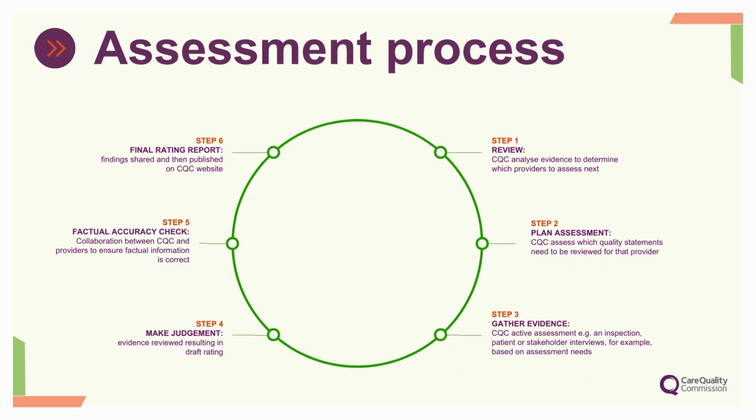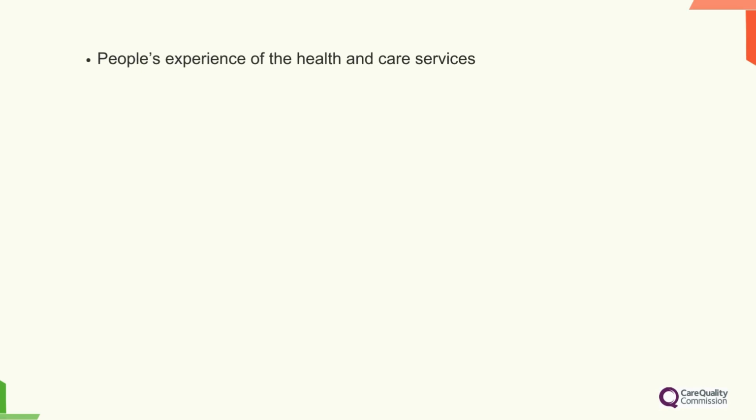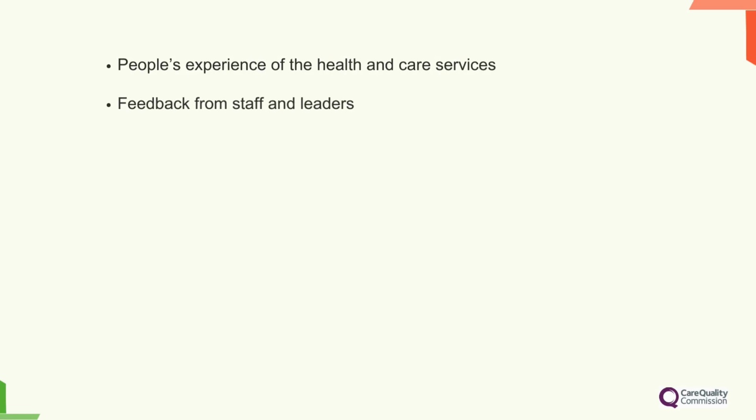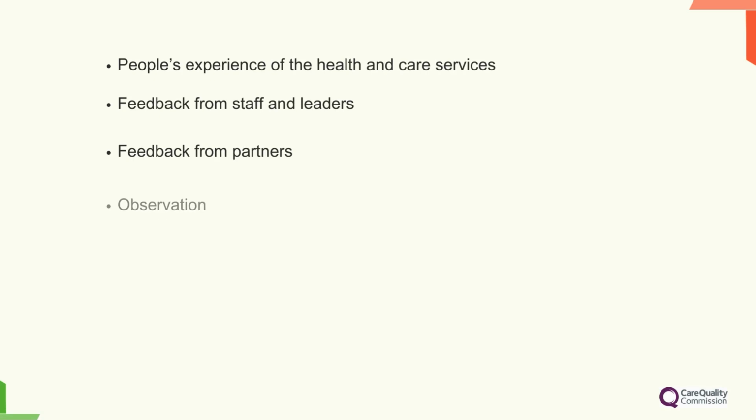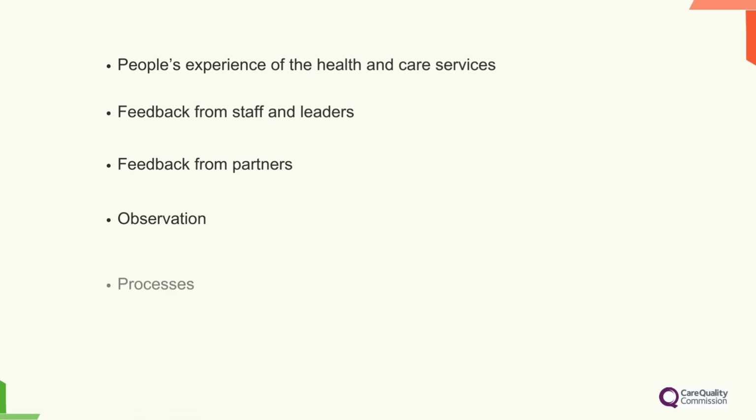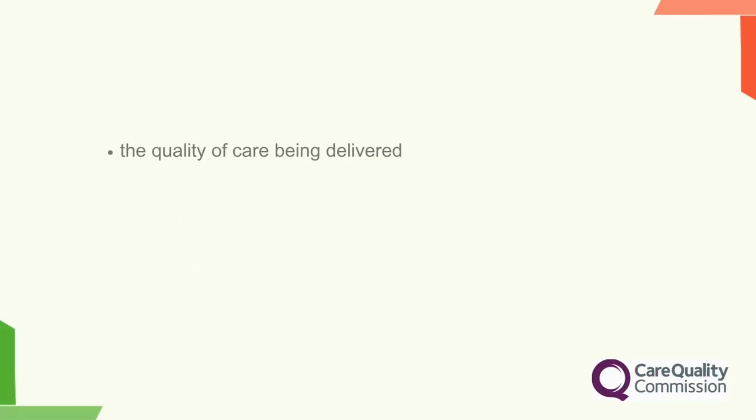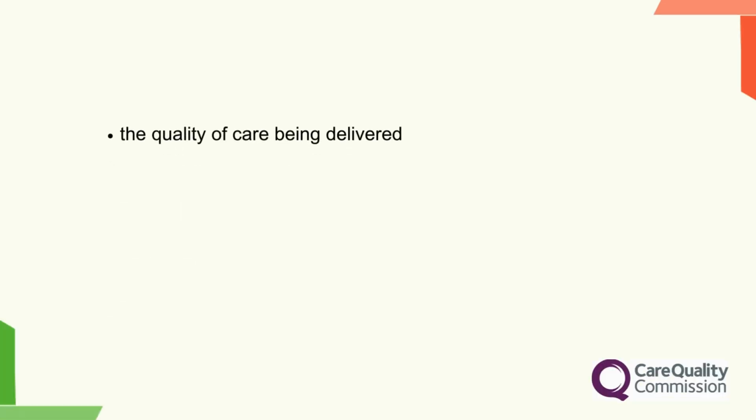Evidence is gathered on and off site, and there are 6 types of evidence categories that are considered. They are people's experience of health and care services, feedback from staff and leaders, feedback from partners, observation, processes, and outcomes. Each category sets out the types of evidence we use to understand the quality of care being delivered and the performance against each quality statement. This is to make our judgments more transparent and consistent.